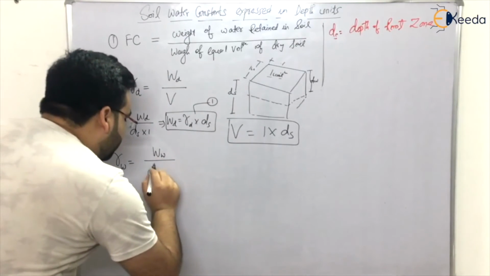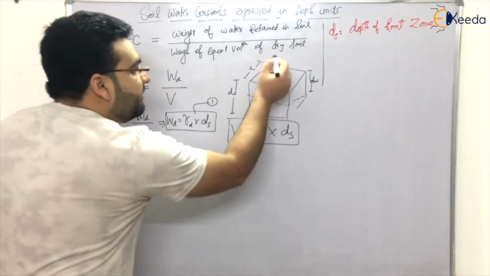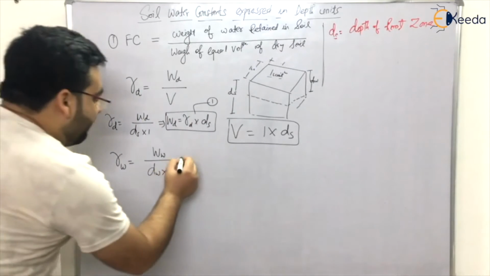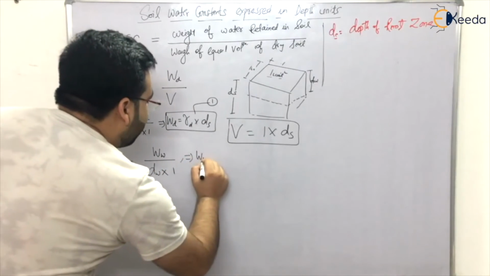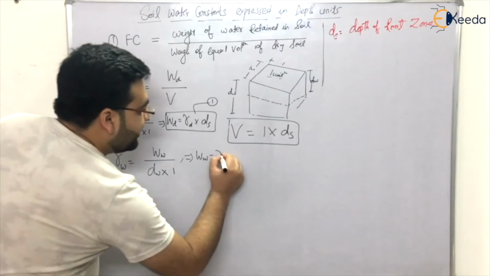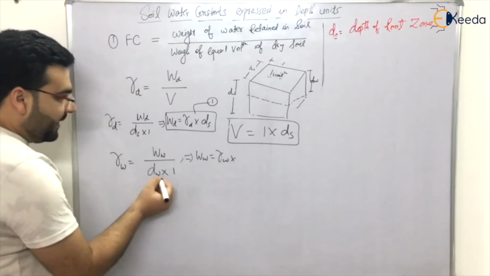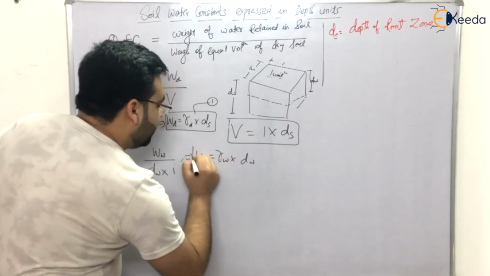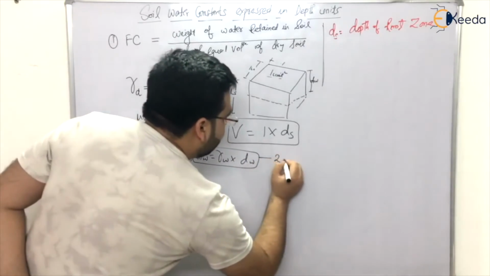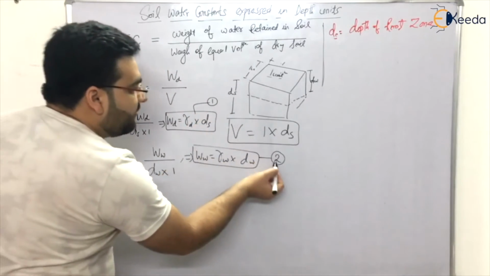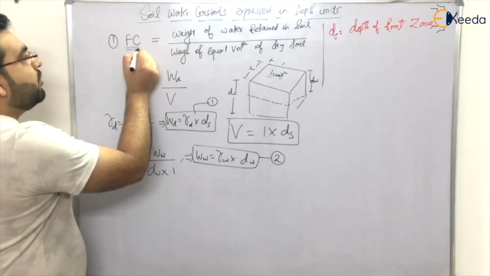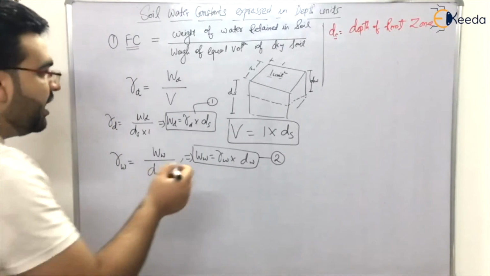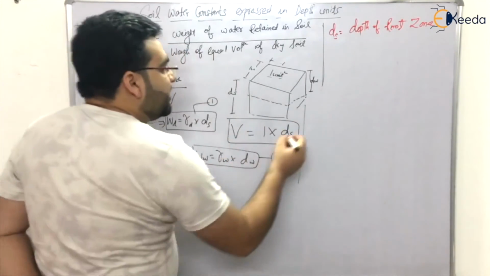So it will be equal to dW into surface area, which is 1 unit square. Simple. So I will write here that weight of water will be equal to gamma W into dW. This is equation number 2. So I will use equation number 1 and equation number 2 and put them here to get the field capacity, right?